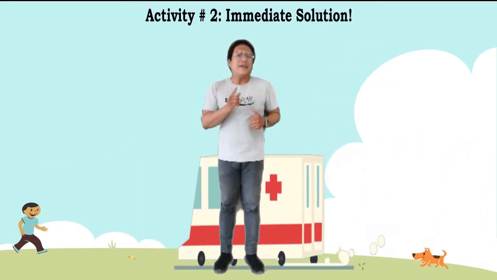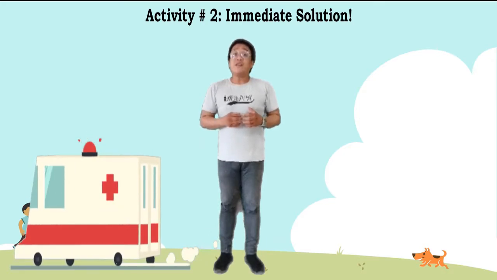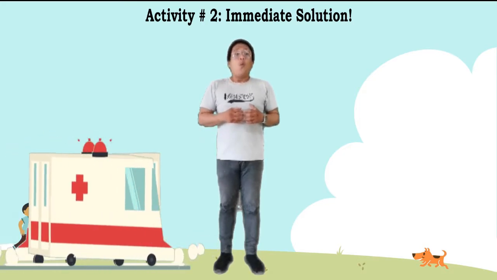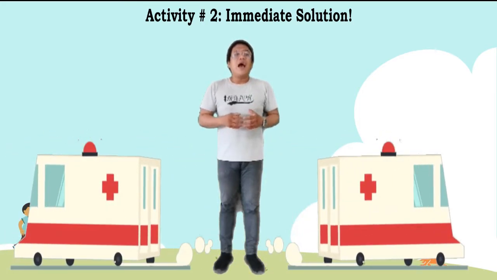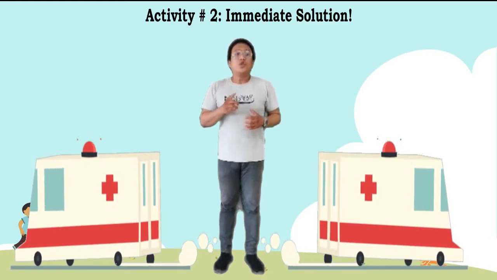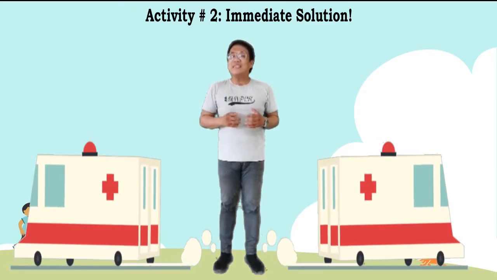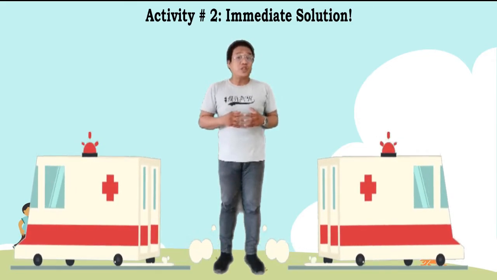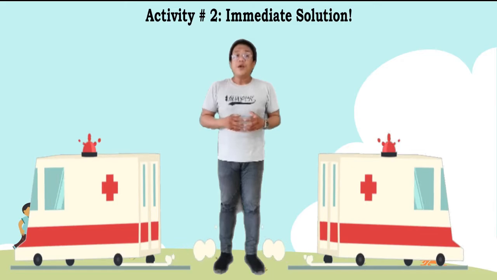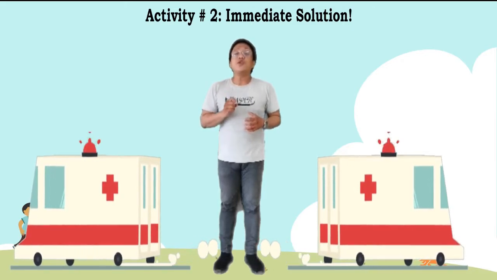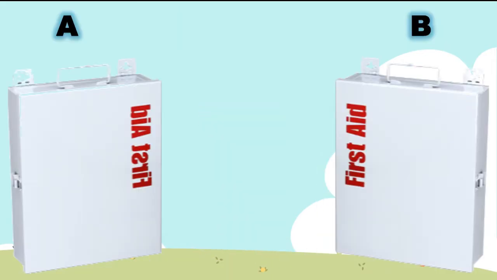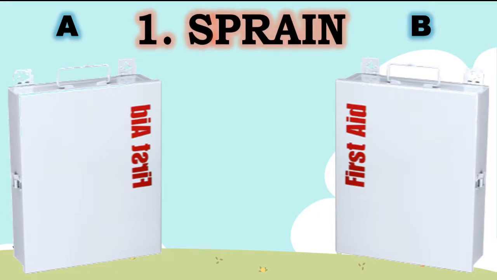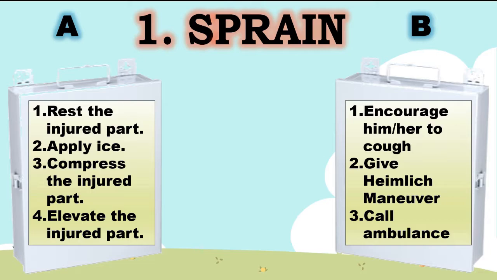Activity number 2. Immediate solution. Given the following unintentional injuries, what is the best thing a first aider can do? Choose your answer between the two medicinal kits. Write the letter of the correct answer on a separate sheet of paper. Are you ready? You have only 15 seconds to know the answer. Number 1. Sprain. And these are the two choices. You have only 15 seconds to know the answer.